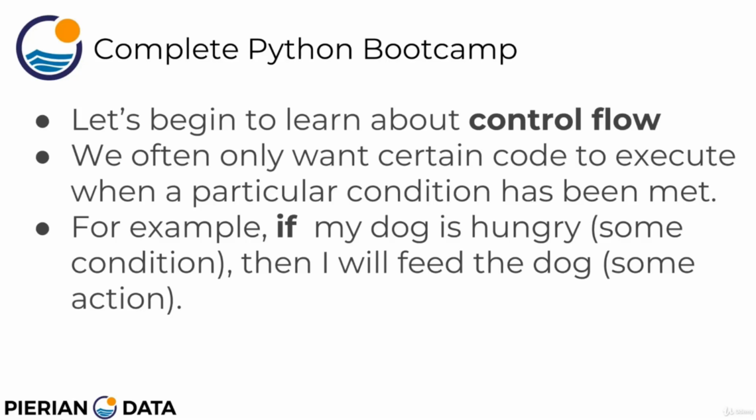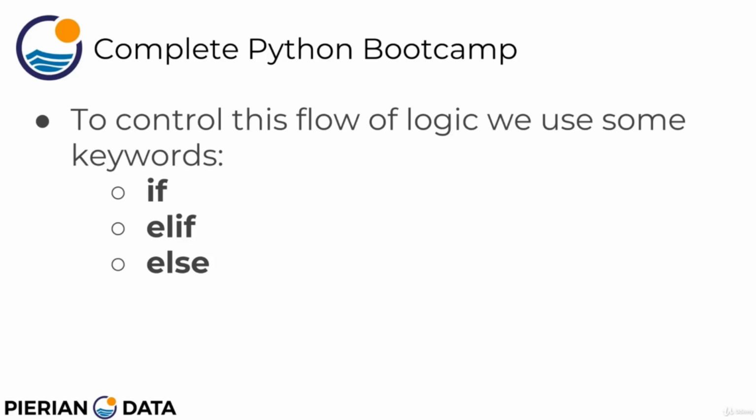For example, let's imagine that I'm trying to program a robot to feed my dogs. Then I could say if my dog is hungry, so that's the condition, then I'll have the robot feed the dog. It'll have the actual code execute or perform some action. In order to control this flow of logic, we use some keywords. The keywords we're going to be introducing in this lecture are if, elif, and else. So let's see the syntax for these three keywords.